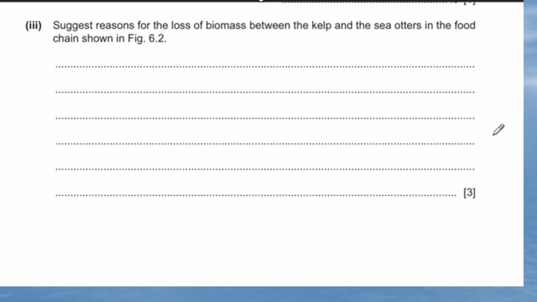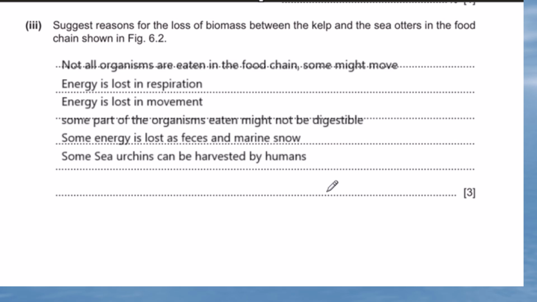And they ask us to suggest reasons for the loss of biomass, and some of these answers here you can use whenever this question comes along. So I'll say that not all organisms are eaten in the food chain. Some of them might move, although they're not the most migratory species here. More important is energy is lost in respiration. The kelp also respires at night, and our sea urchins, they respire. Energy is lost in movement, although again, these are not the most active species. Some part of the organisms eaten might not be digestible, so that energy will then be lost as feces and marine snow. And some sea urchins can be harvested by humans, and thereby they are removed from the food chain.